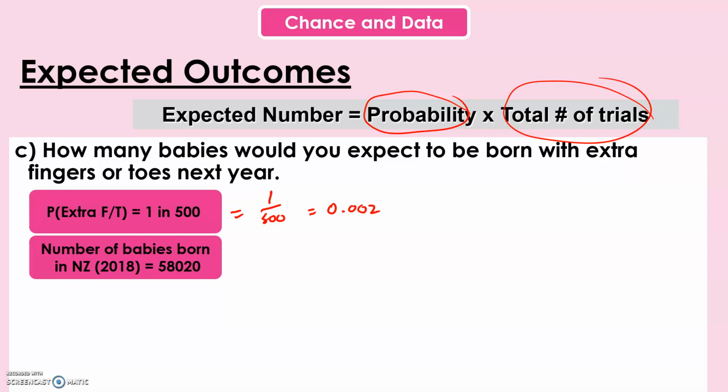So the next thing we have to do is work out the expected number of extra fingers and toes. And what we need to do is take the probability, which is 0.002, and times it by 58,020. When we do that, we can do that on a calculator, we end up with 116.04.